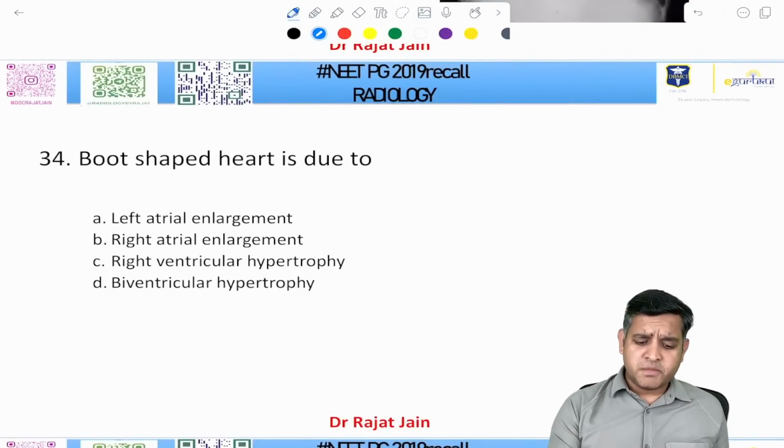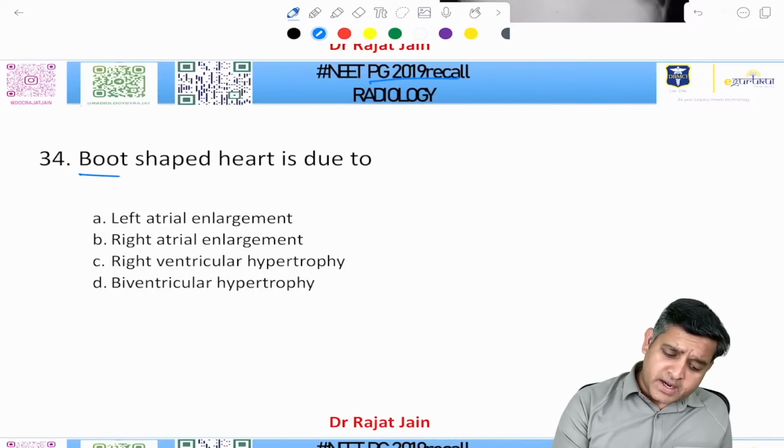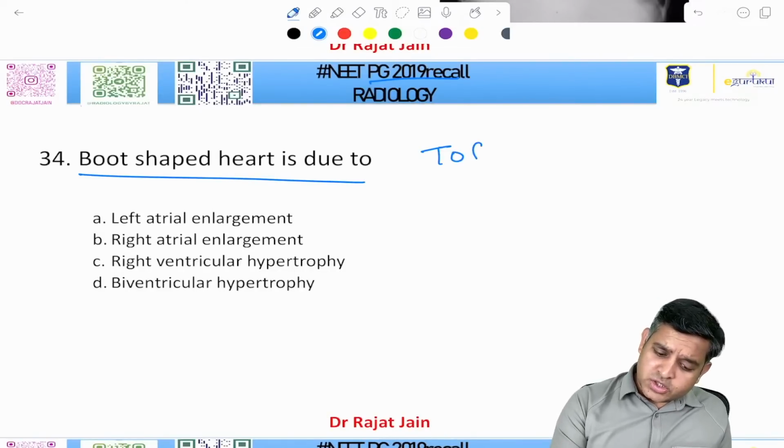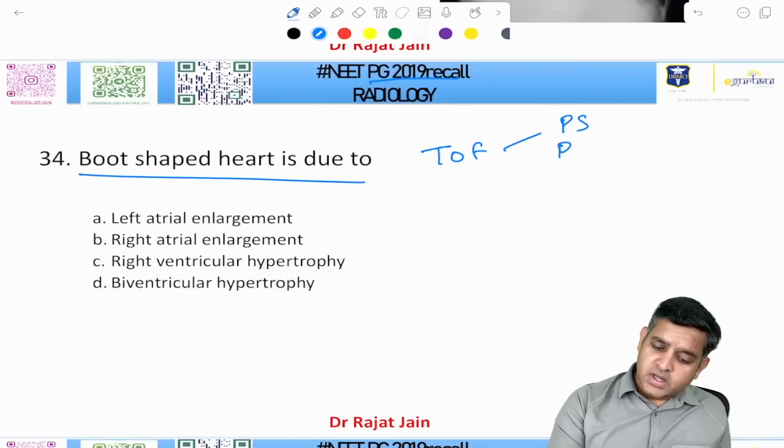Very simple question, NEET PG 2019. Boot-shaped heart is due to? So boot-shaped heart is seen in tetralogy of Fallot. What are the 4 components of the tetralogy of Fallot? You know, pulmonary stenosis, right ventricular hypertrophy, overriding of aorta, and ventricular septal defect.